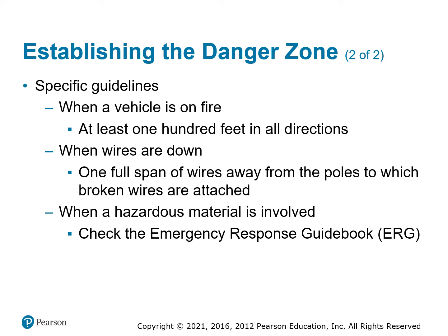If wires are down, you want to be one full span of wires away from the pole to which the broken wire is attached. So basically, if there are two poles broken, the next pole's intact, you want to be one more pole past that, in case that first intact pole is weakened or whatever the case may be. You want to be far enough away that you're still protected in the instance that that would fail.